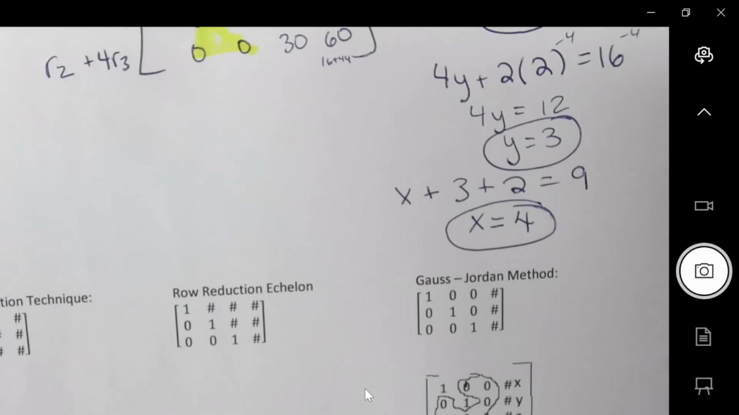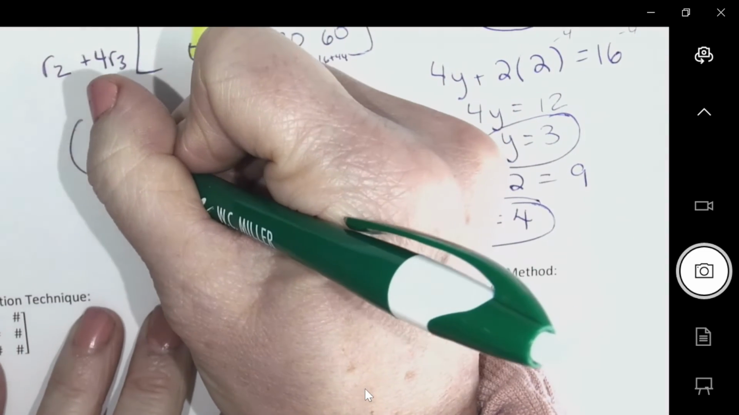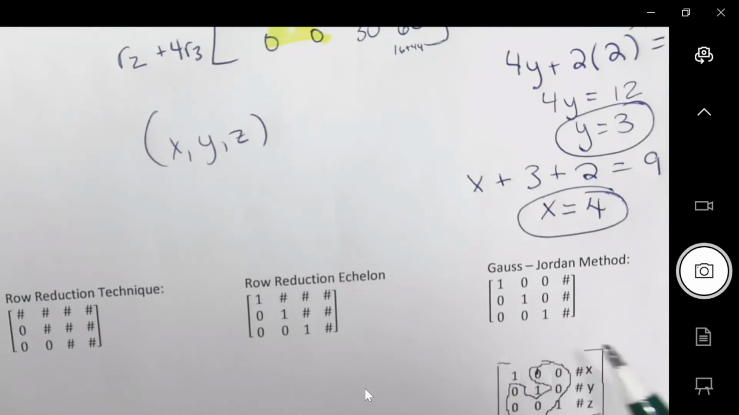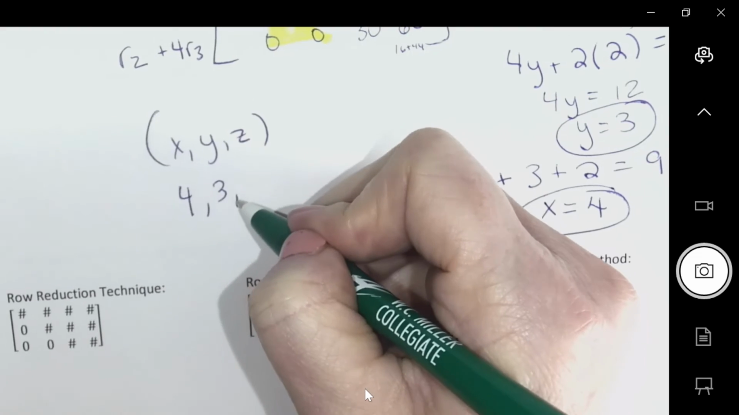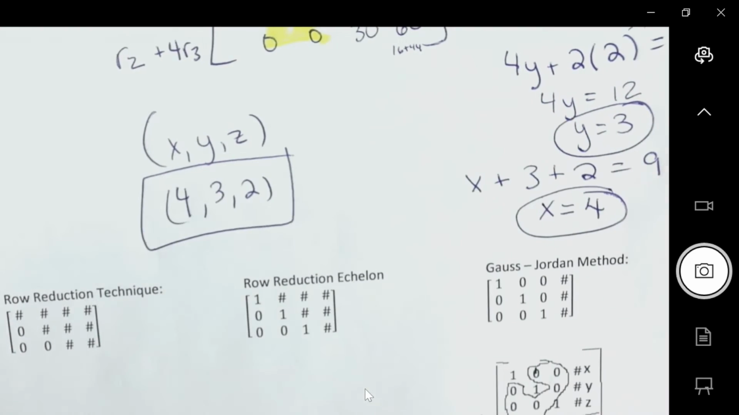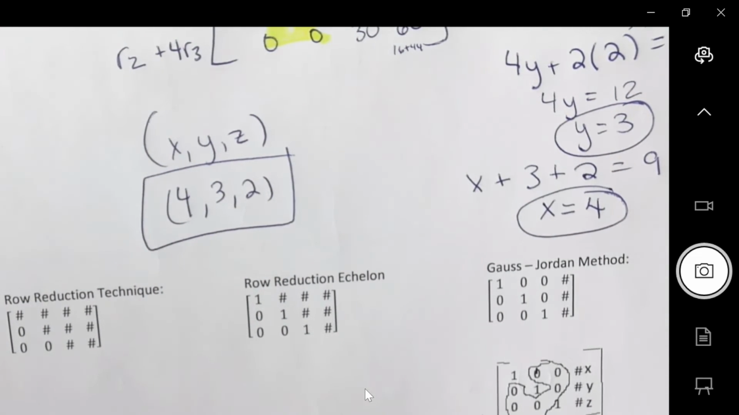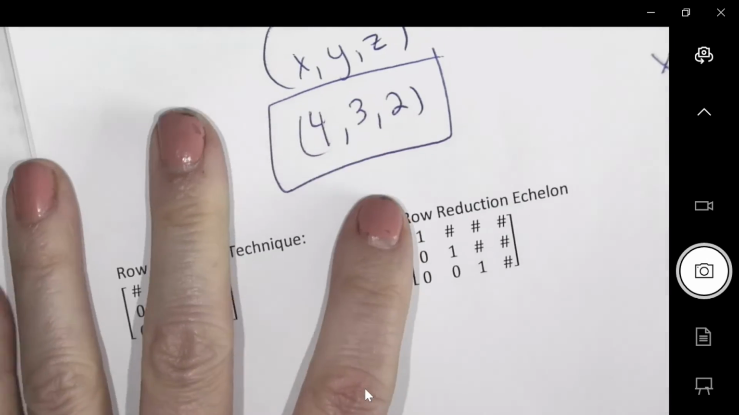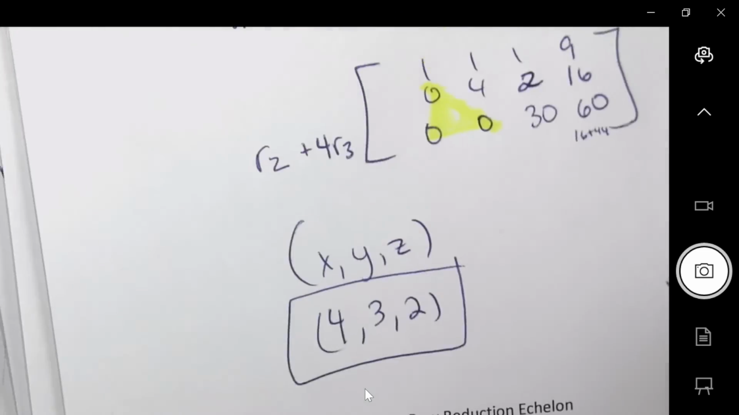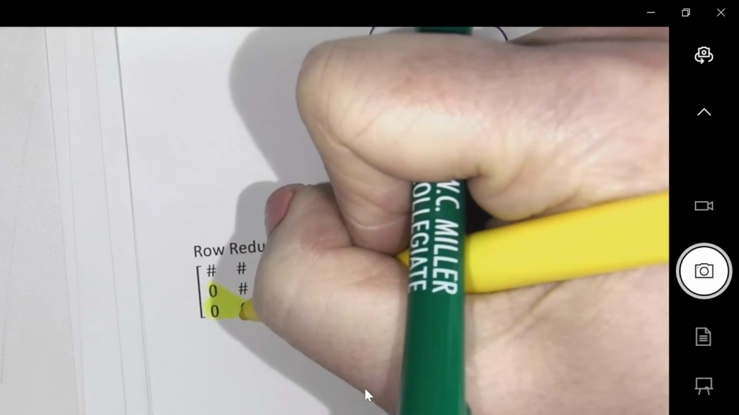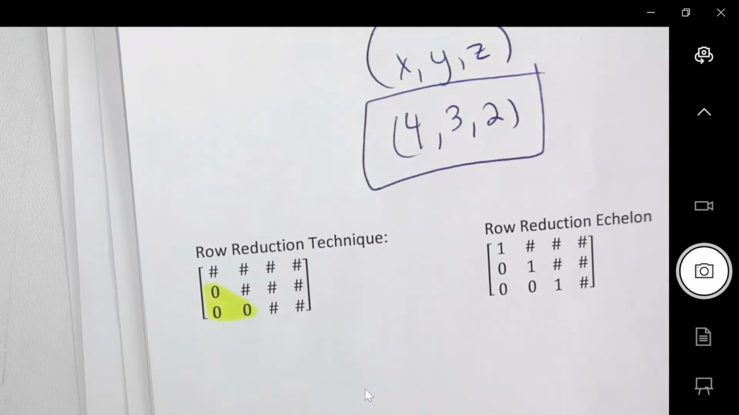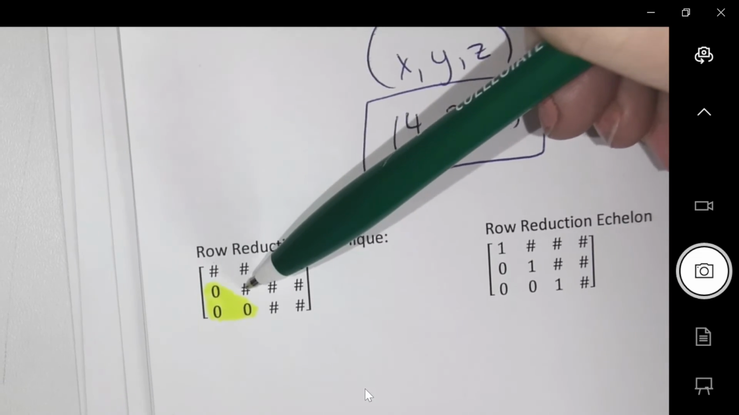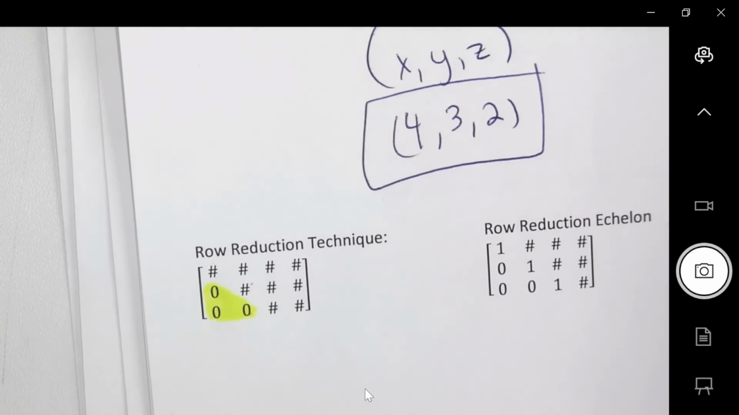Okay, you might see me writing my answer as a coordinate, and when I write coordinates, it's always x, y, z. So you would see me probably writing my answer like that. Okay, and I gave you a little diagram at the bottom. This is what we're working on today. We're trying to row reduce, is what it's called. So in this case, we start with a number, then 0 number, then 0, 0 number.